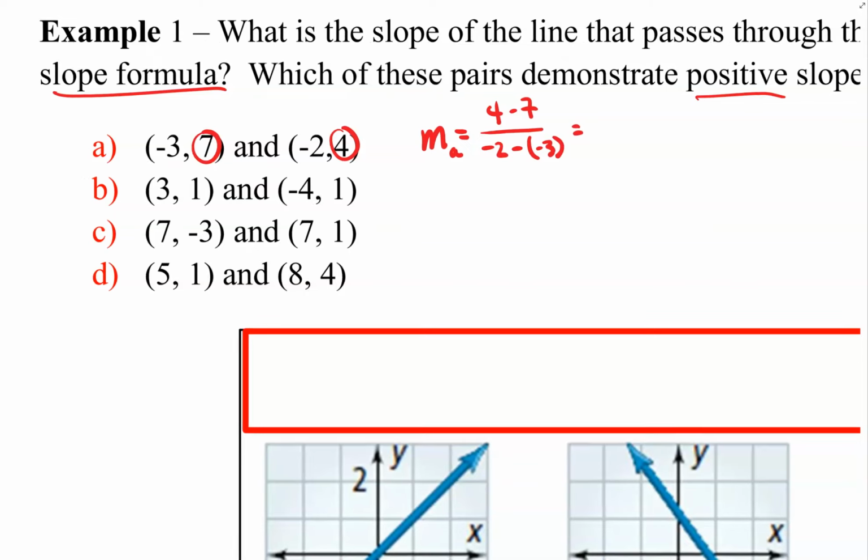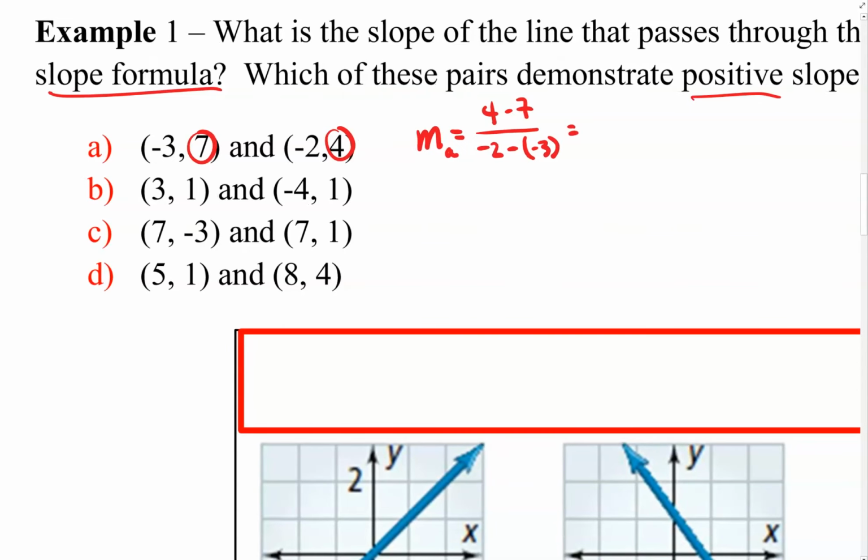I'm going to use parentheses here just to separate the subtraction signs. And 4 minus 7 is negative 3. Negative 2 minus negative 3 is like negative 2 plus 3, that equals 1. So the ratio is -3 divided by 1, and that simplifies to -3. We have a slope of -3.